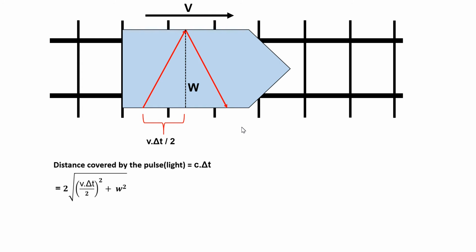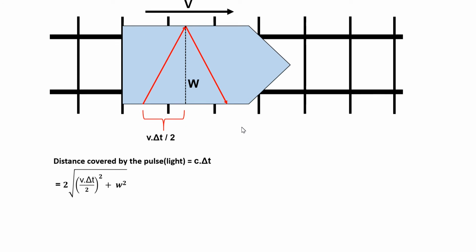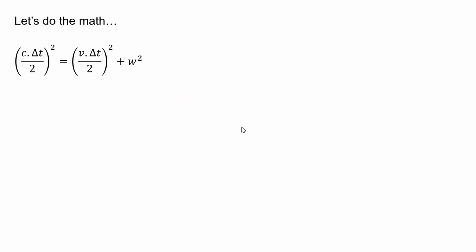But it can also be expressed with Pythagoras Theorem. It's twice that red line, right? Twice of it, and it's just the square root of (v delta t over 2) squared plus w squared. Look, this is just the Pythagoras Theorem. Although we introduce a lot of variables, the essence is the same. And we equate this to c delta t. And now we're going to solve it, okay?